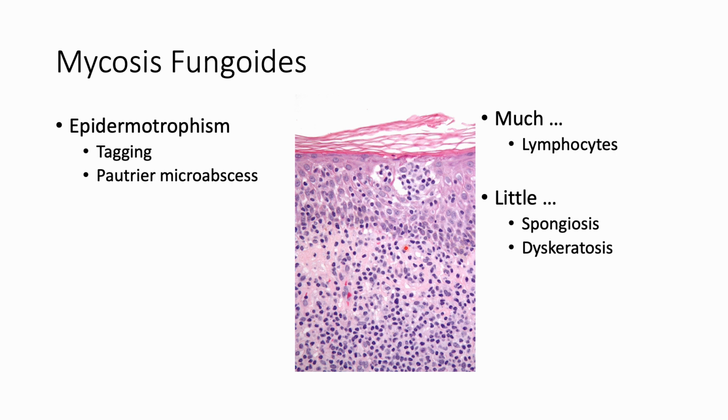This is the term we use to describe this feature, called epidermotropism, and you can see the lymphocytes are tagging the dermo-epidermal junction, as well as inside the epidermis, forming some microabscesses of lymphocytes. Those are very characteristic of mycosis fungoides. And a mnemonic to remember is too much for too little. Too much is too many lymphocytes. Too little means there is just a little spongiosis and dyskeratosis.